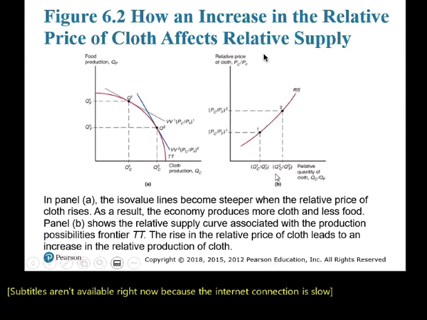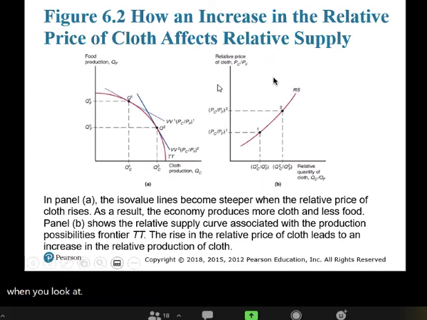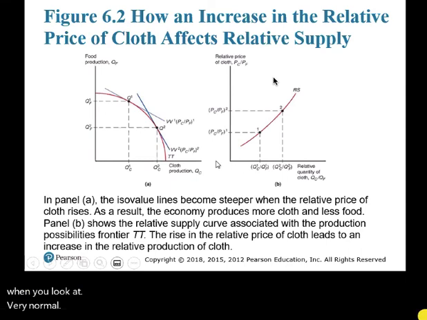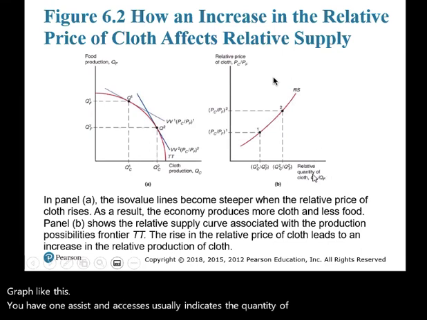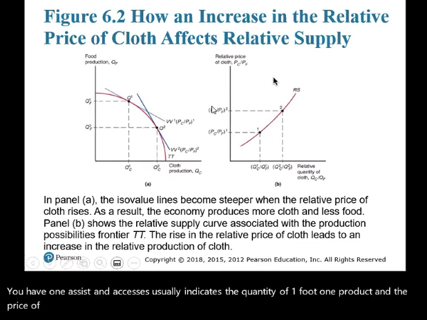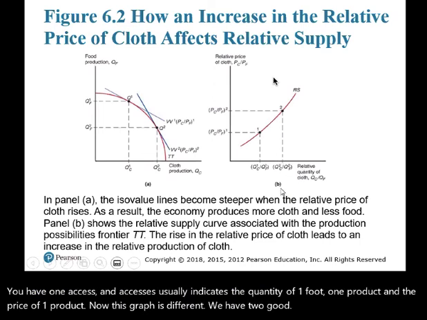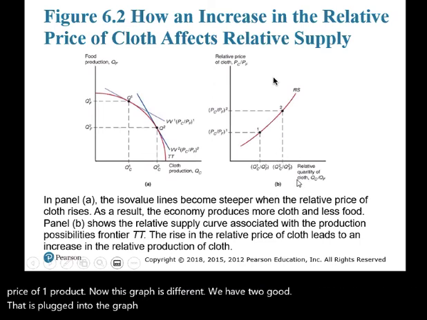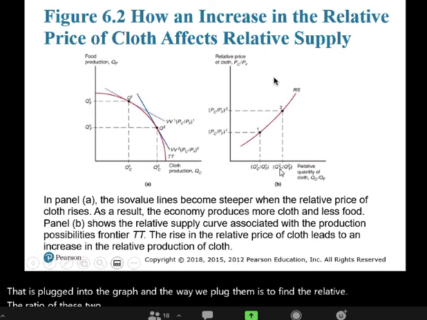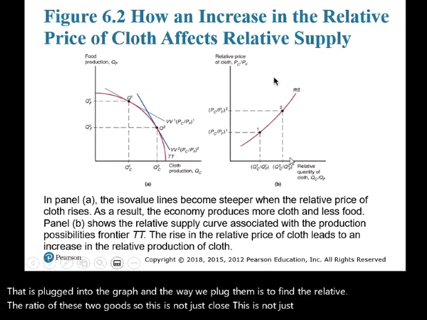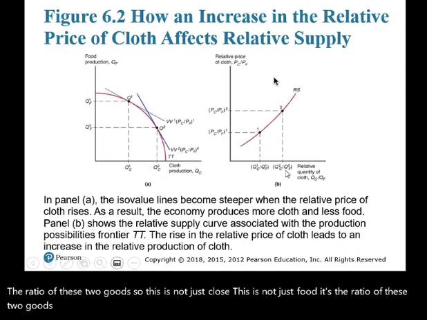So basically, when you look at a very normal graph like this, you have a y-axis and an x-axis. Usually, it indicates the quantity of one product and the price of one product. Now, this graph is different. We have two goods plotted into the graph, and the way we plot them is to find the relative ratio of these two goods. So this is not just clothes, this is not just food, it's the ratio of these two goods. Okay, QC over QF.